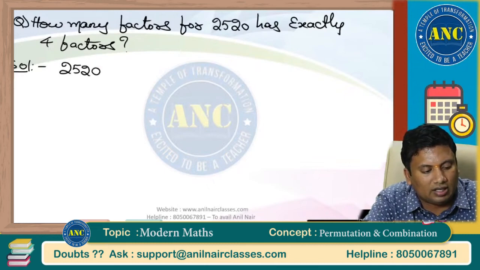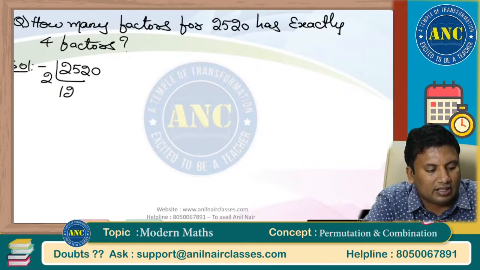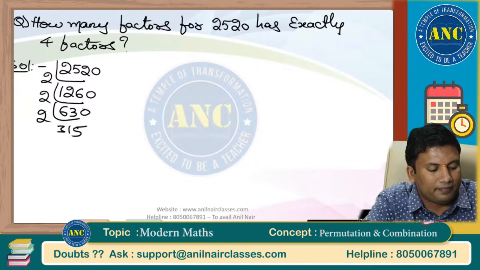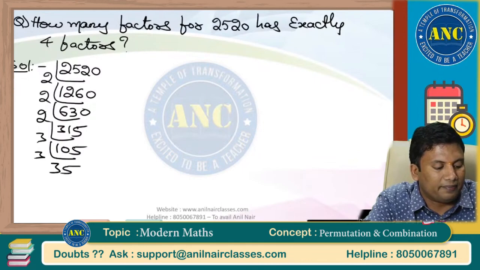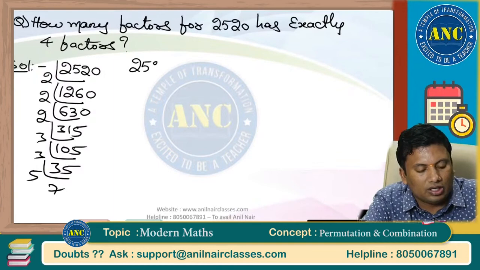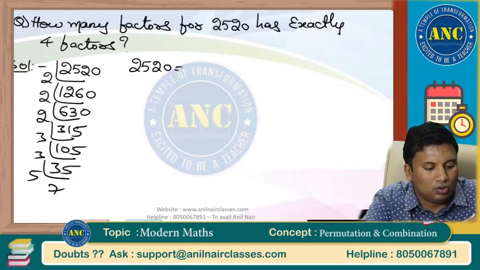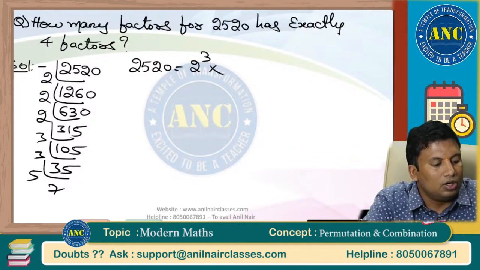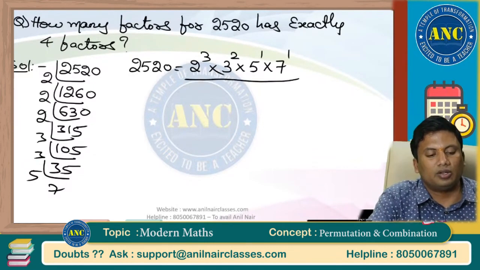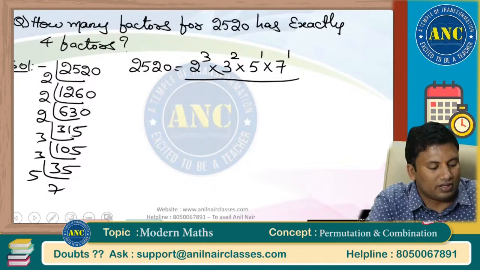2520, let us factorize it. 2 into 1260, 2 into 630, 2 into 315, 3 into 105, 3 into 35, 5 into 7. So 2520 is given by 2 cube into 3 square into 5 into 7. Now listen carefully.